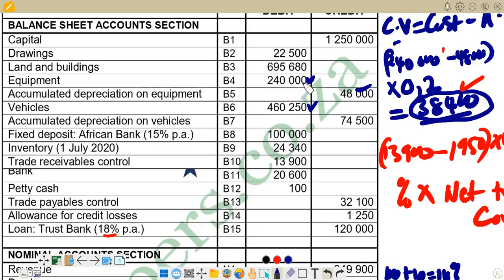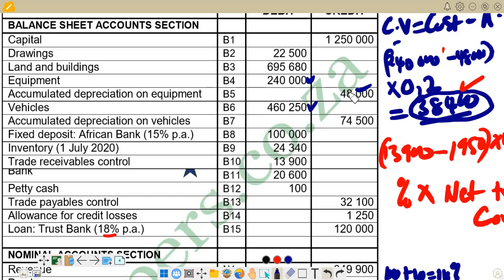Equipment, we've got 240,000. There was no equipment which was disposed or which was bought. So this 240 is going to apply as the opening balance of equipment, and also going to be the closing balance of equipment, because we didn't buy any equipment, we didn't sell any equipment. And then the opening accumulated depreciation is going to be this one, 48,000. And then accumulated depreciation at the end, we are going to add this 48,000 plus the depreciation that we got for that year, which is 38,400. This was the depreciation for equipment for the year, and then we add it to the one that we had at the beginning to get the accumulated depreciation.